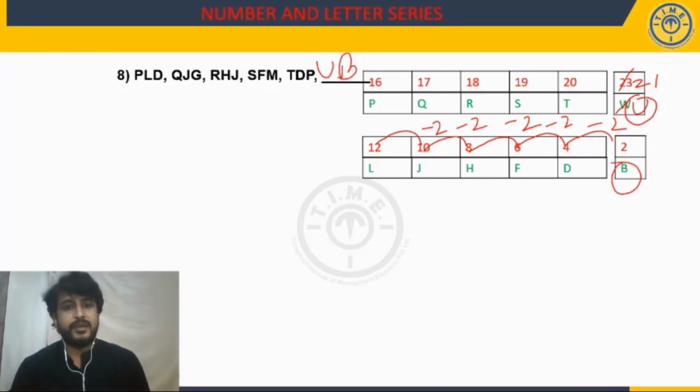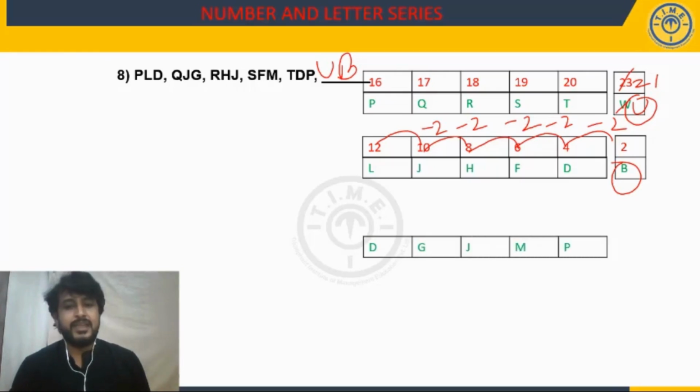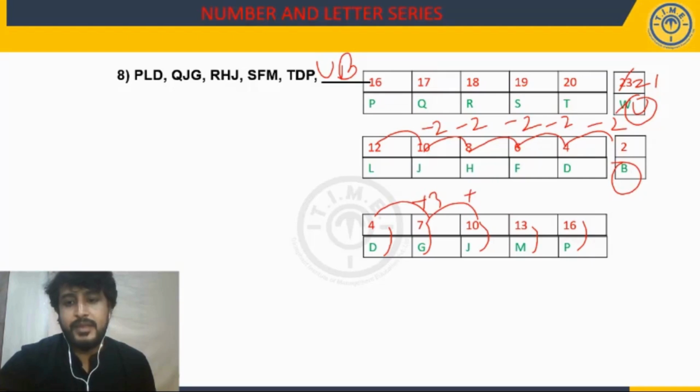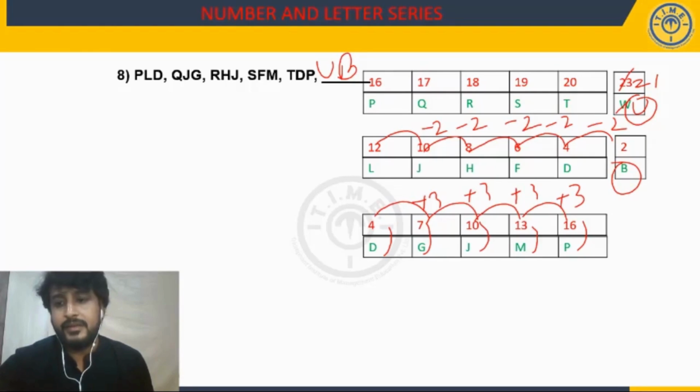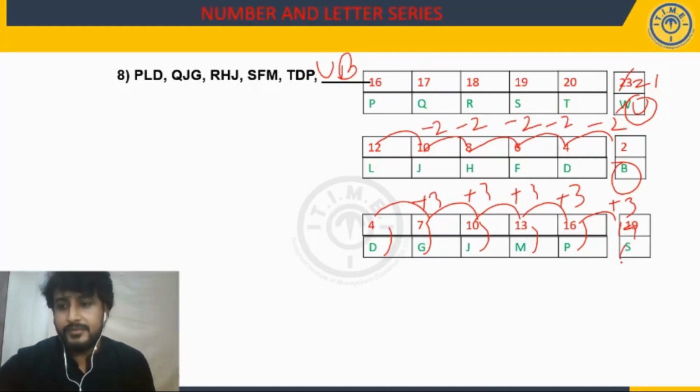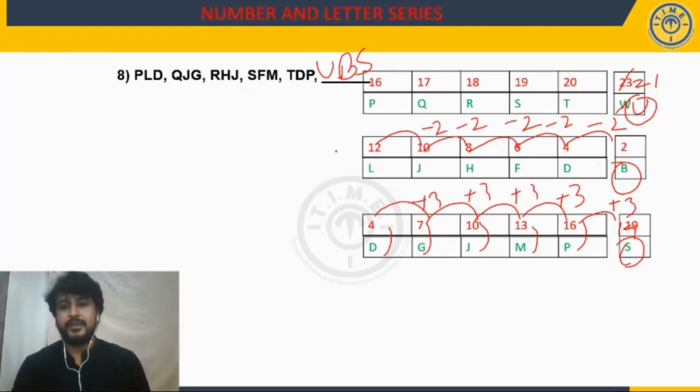Now identify the logic in the third set of letters. What are the third set of letters? D, G, J, M, P. Now, what are the place values of those letters? 4, 7, 10, 13, 16. D's place value 4, G's place value 7, J's place value 10, M's place value 13, P's place value 16. So, it is plus 3, 7 plus 3, 10 plus 3, 13 plus 3. So, plus 3 plus 3 plus 3. So, 16 plus 3 is 19. Which letter's place value is 19? S. So what is our required answer? UBS.